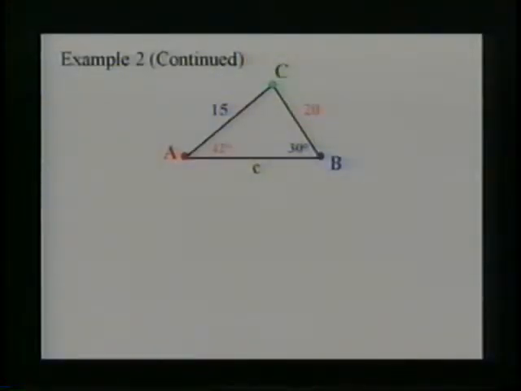Let's do another one. We know that that's 42. We just figured out it's 42. Now, how's that going to help me? If I want to find C in this example, it's a good thing that I found that angle's 42, because now I can find angle C, using the sum of the angles of a triangle is 180. 180 minus 42 and the 30 is going to be 108. That's good that I know that.